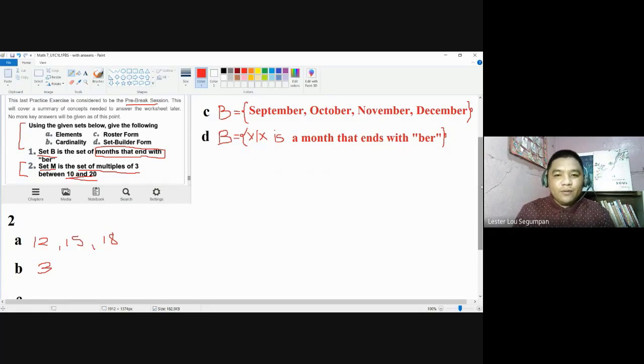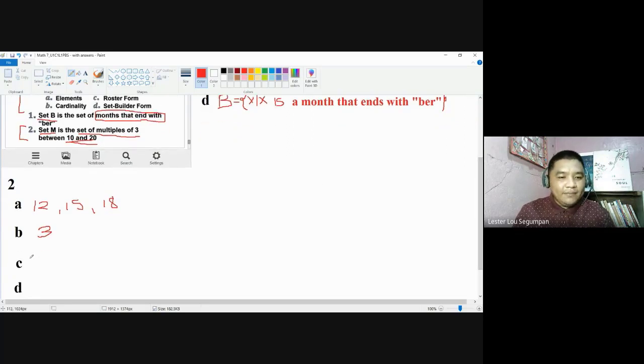As for its roster form, similar to number 1, simply copy all elements and place them in the notation. Here, we have set M, so we write set M is equal to open brace, 12, 15, and then 18. That's it, and close it with a close brace. This is our roster form. Again, you may just rearrange them as long as 18 is there, 15 is there, 12 is there, and that no other numbers are added in that given set.